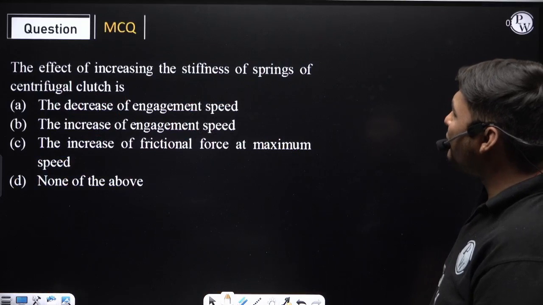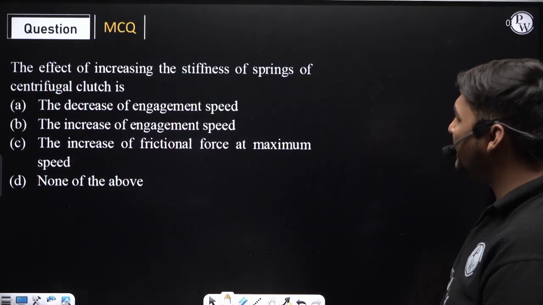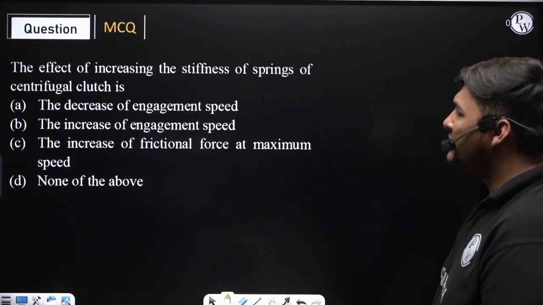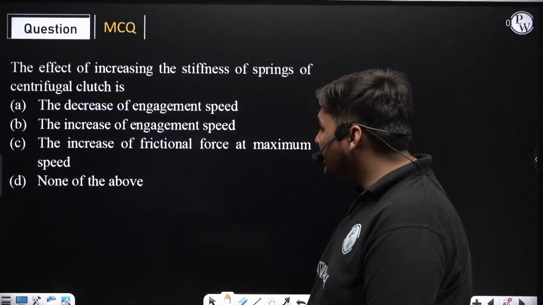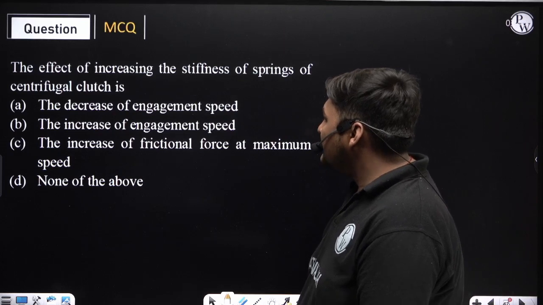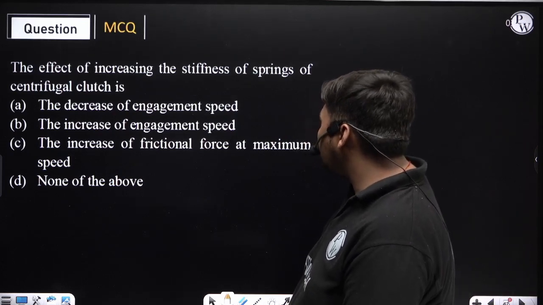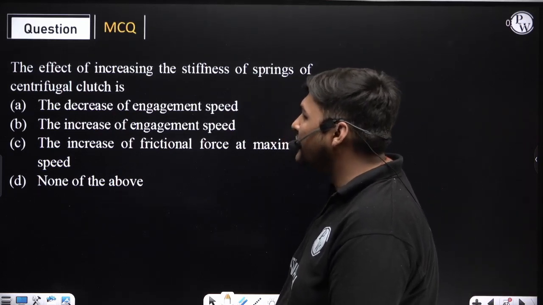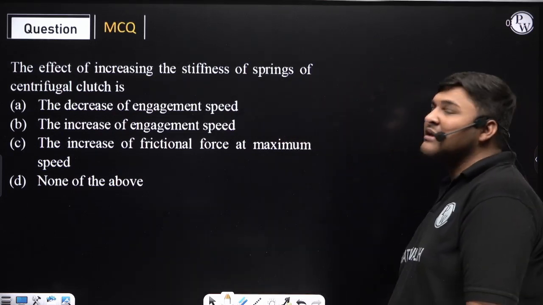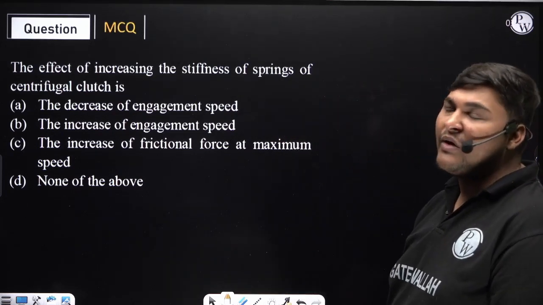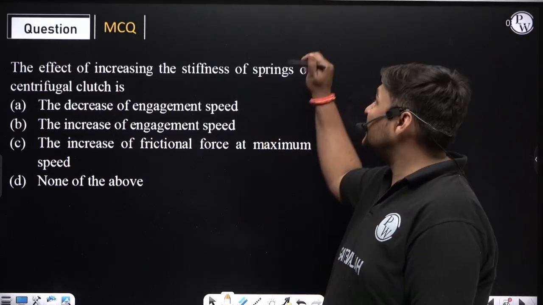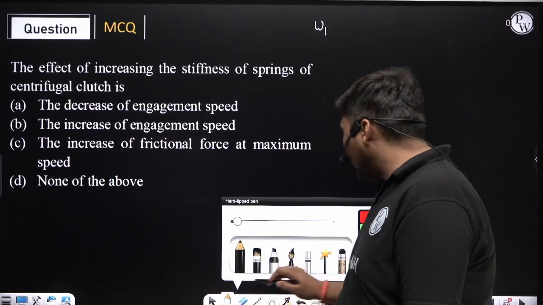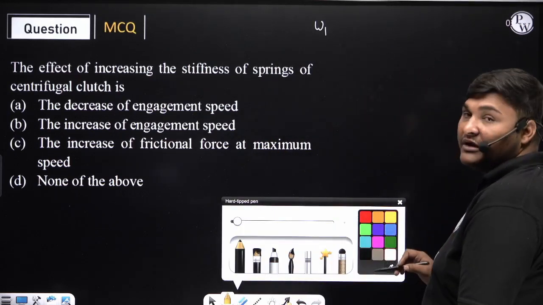The effect of increasing the stiffness of spring of centrifugal clutch: it will decrease the engagement speed, increase the engagement speed, increase the frictional force at maximum speed, or none of the above. The examiner is saying if we increase the stiffness of spring, what will happen to the engagement speed? Engagement speed is omega 1.